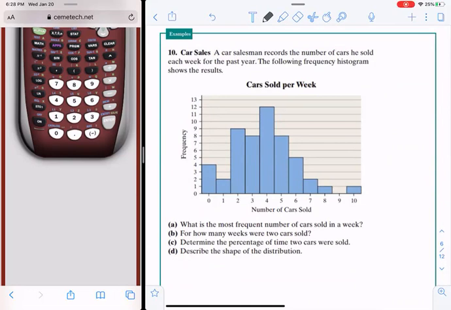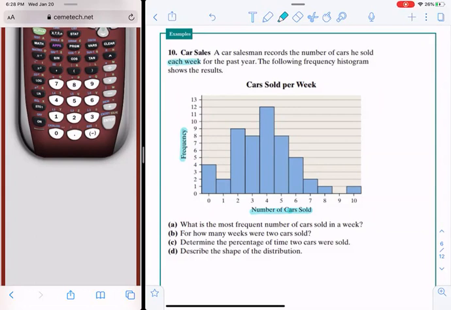We didn't have to create a histogram. What we have is a histogram that is provided to us. So a car salesman records the number of cars he sells each week, and that information is obtained from the past year. And that is the histogram we have. We have the number of cars sold on the x-axis and the frequency on the y-axis. In other words, you've got to be careful. We're looking at the number he sold each week.